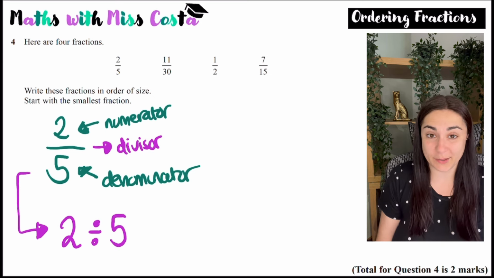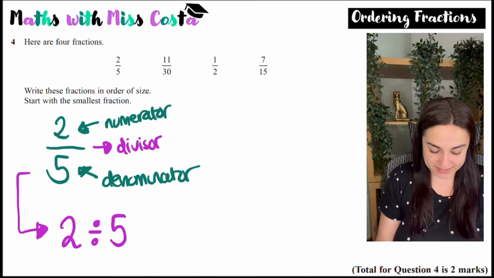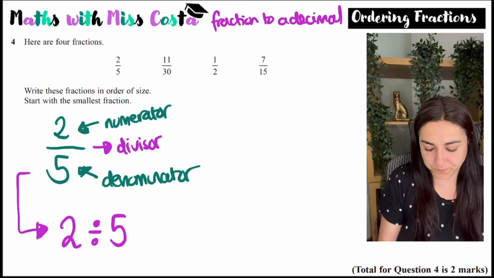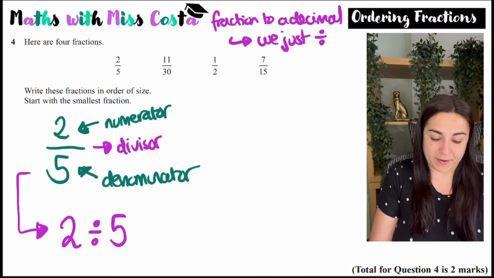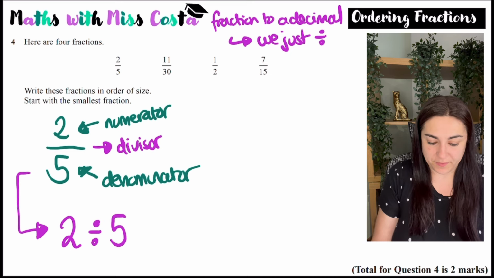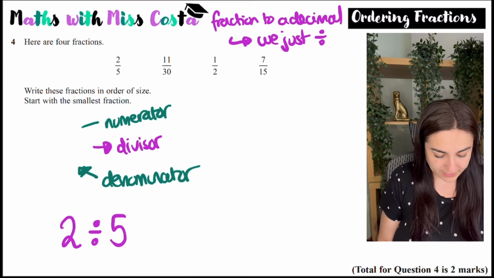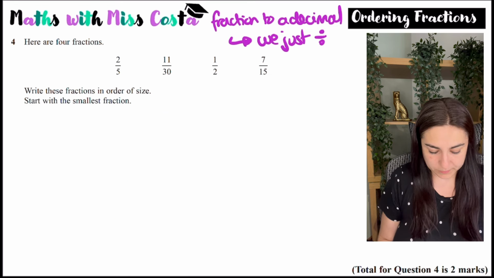So because we have a calculator, we can turn it easily into a decimal. To turn any fraction to a decimal, we just divide. So if I type into my calculator 2 divided by 5, that would give me 0.4. So let's write these all out.